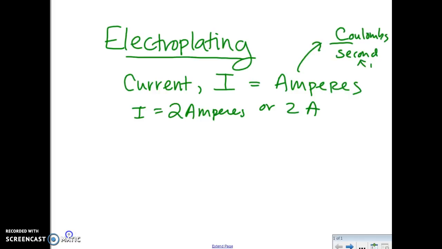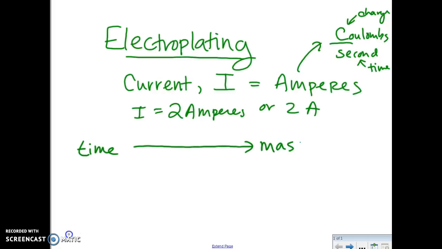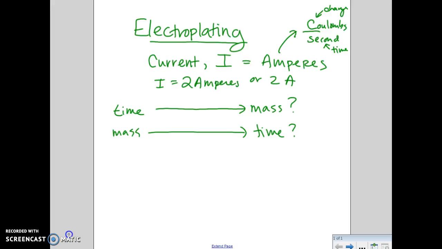So this is a measure of time. This is a measure of charge. So there's basically 2 types of problems that you're going to see in an electroplating current problem. You will be either given time, and you're going to be asked, given a certain amount of time, what mass will I be able to plate? Or, alternatively, if I give you the mass, how much time will it take to plate that? So let's do a quick example.